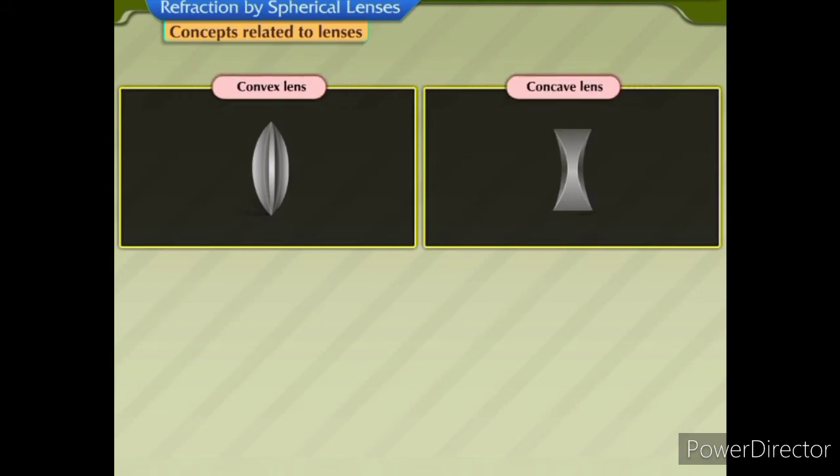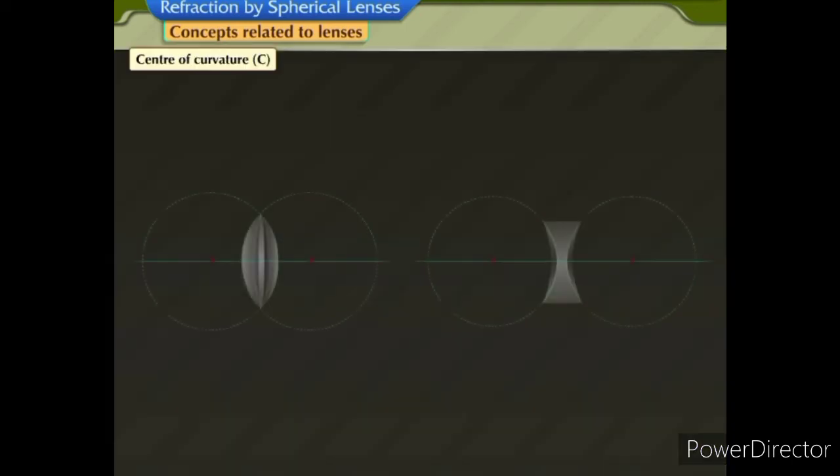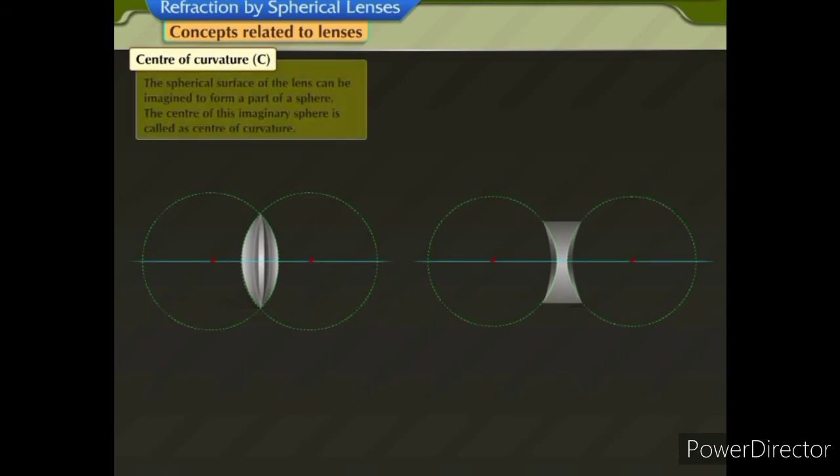Concepts related to lenses. Both convex and concave lenses have two spherical surfaces. Each of these surfaces forms a part of a sphere. Let us define some concepts related to lenses. Center of curvature, C. The spherical surface of the lens can be imagined to form a part of a sphere. The center of this sphere is called the center of curvature. It is usually represented by the letter C. There are two surfaces, hence there are two centers of curvature, C1 and C2, corresponding to the two surfaces.